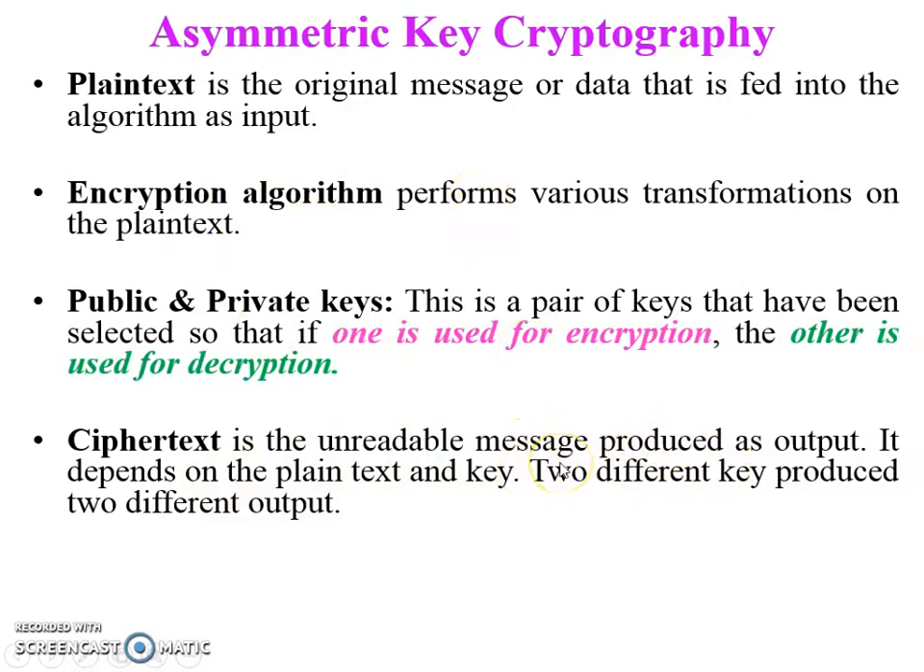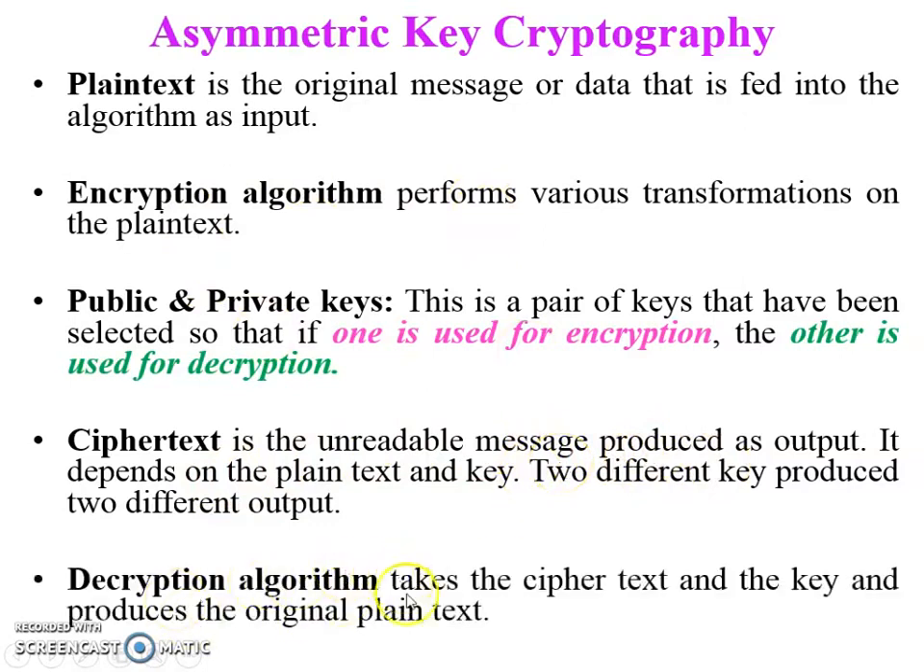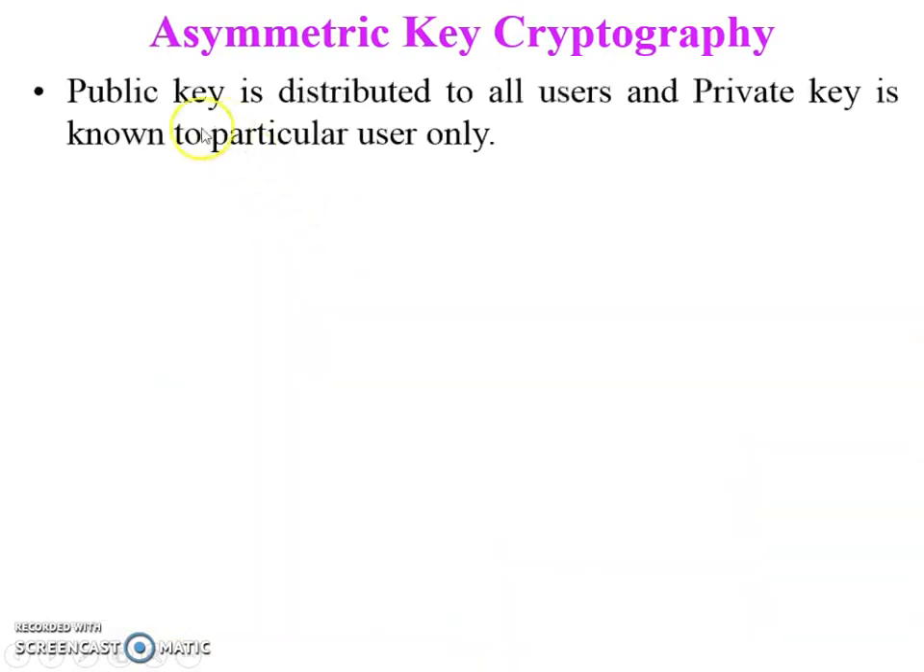The first are plaintext, encryption algorithm, private key and public key. This is the key pair. The fifth one is ciphertext, and next is the decryption algorithm. So these are the essential ingredients of the asymmetric cipher model, and all the definitions of these elements were already discussed in the basic terminology of network security video.